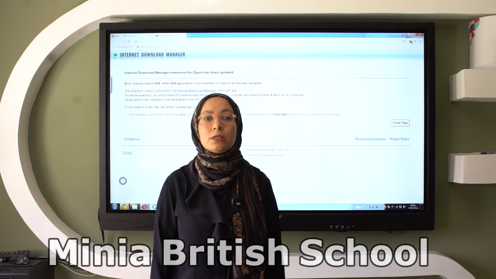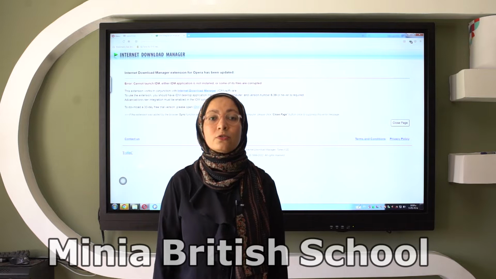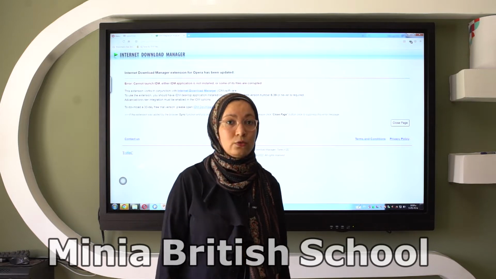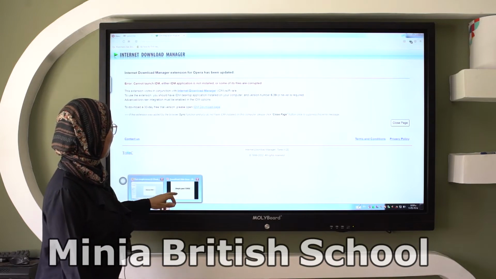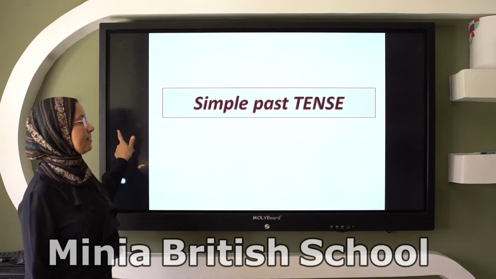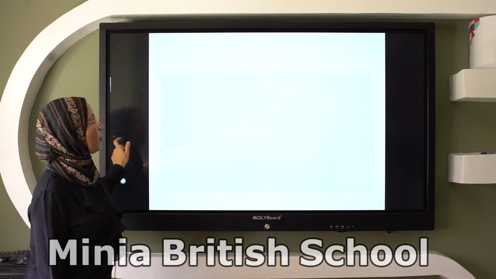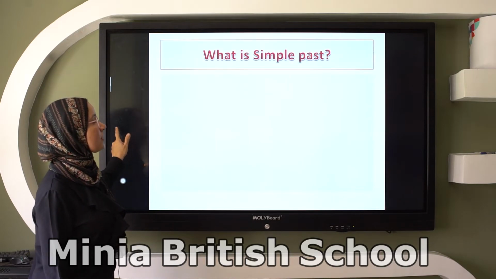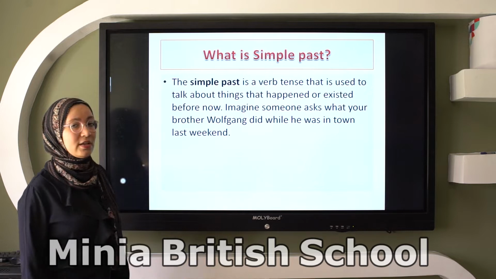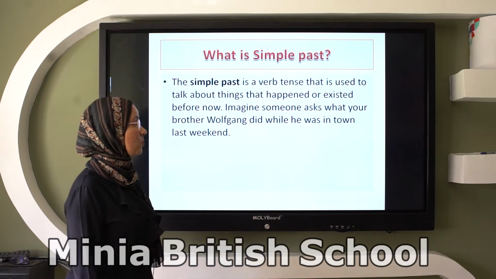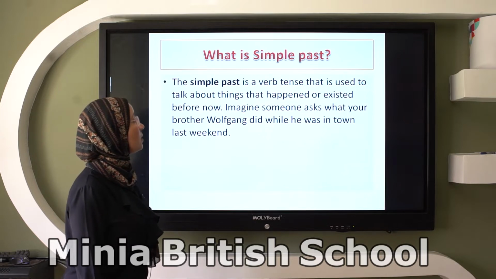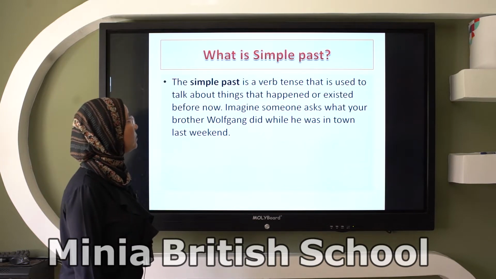Our topic today is grammar, past simple and past continuous or past progressive. Now, past simple tense. What is past simple or simple past? The simple past is a verb tense that's used to talk about things that happened or existed before now.